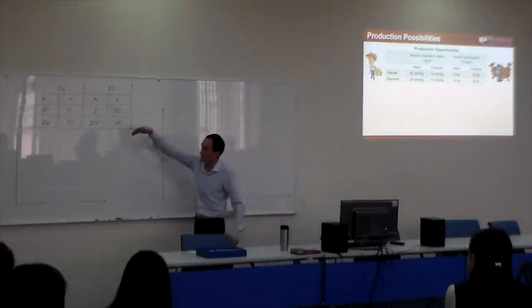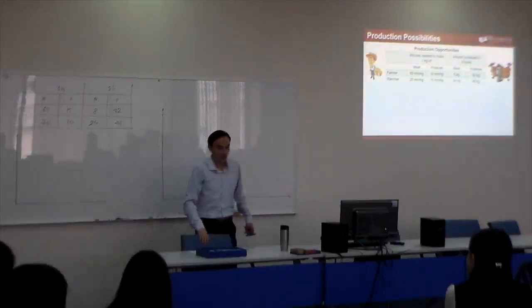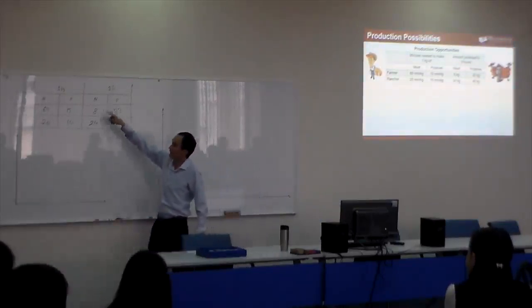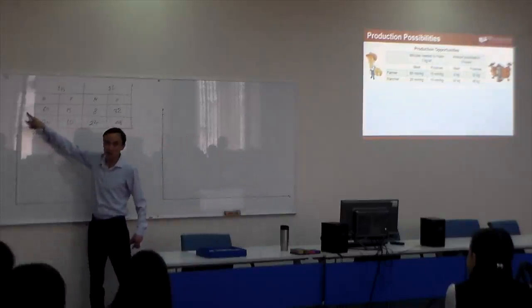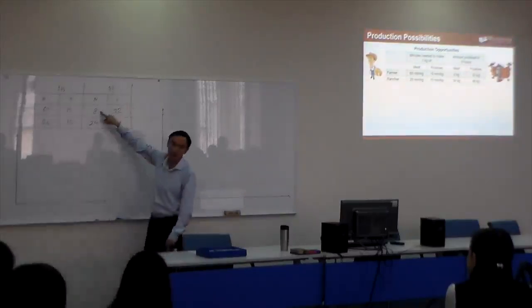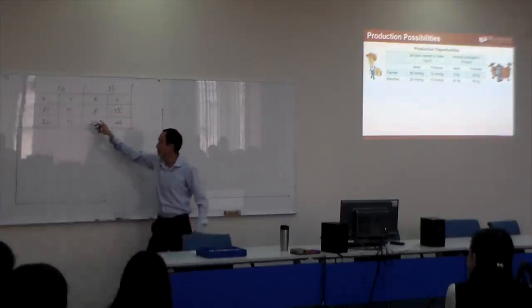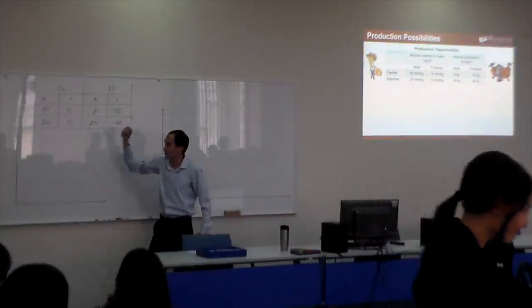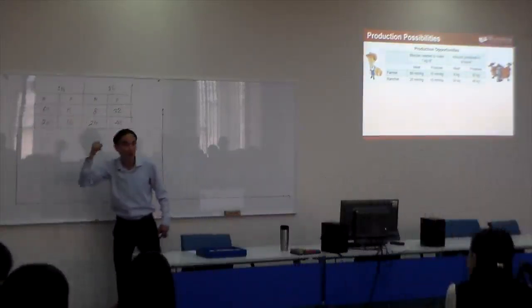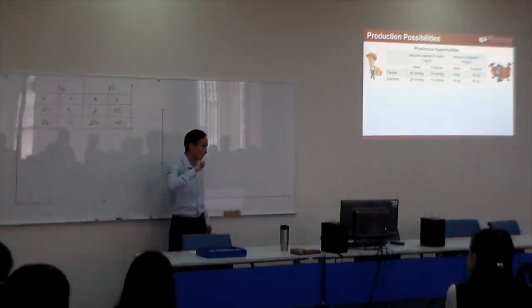Now if you look at this data, right? Now we have a farmer and rancher. You can see that in one day, let's say 8 hours, the farmer is able to produce only 8 kilograms, right? While the rancher is able to produce 24 kilograms. Who has absolute advantage in terms of production of meat? Rancher, right? Because he produces 3 times more.